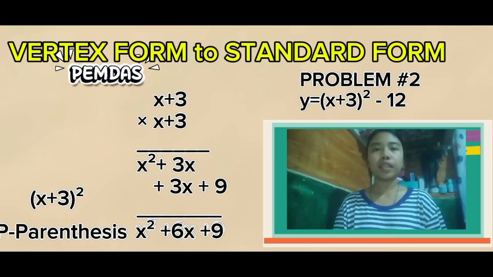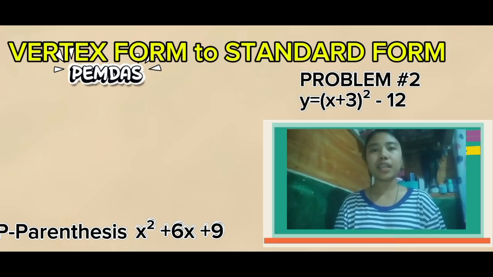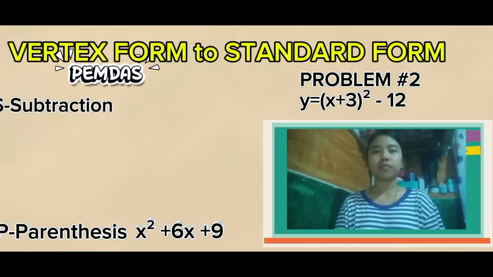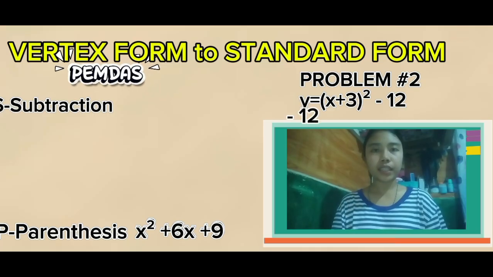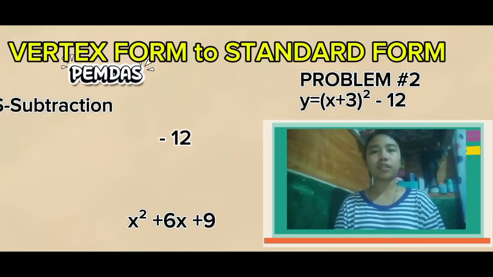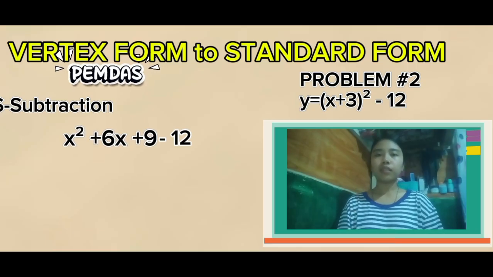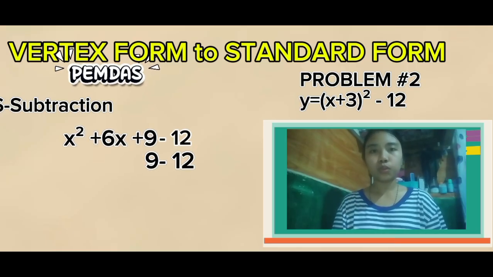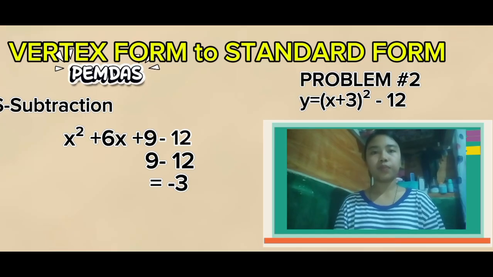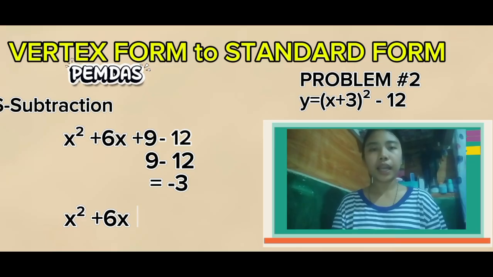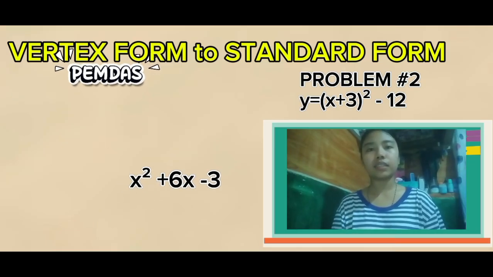So now that we're already done with our parentheses, since we don't have anything to multiply with our answer, let's move on to subtraction. So let's subtract 12 from our answer. Our answer is x squared plus 6x plus 9. So now let's subtract 12 from 9. So positive 9 minus 12, we got negative 3. So let's copy x squared plus 6x minus 3. So is that our final answer?